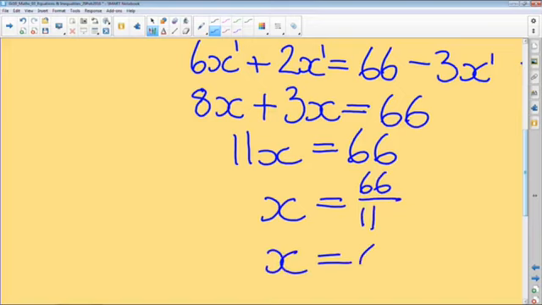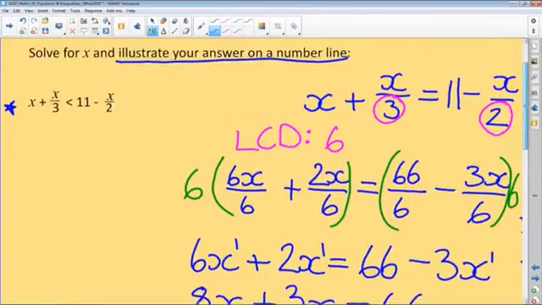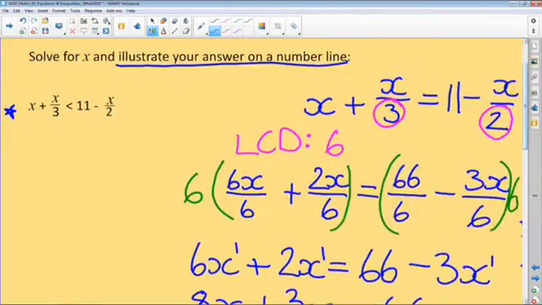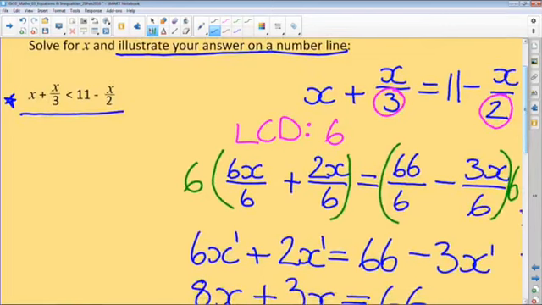And the reason it is, is because 66 divided by 11 is going to give us an answer of 6. Now, the problem is, this was not an equation to begin with. It was an inequality. So let's do it now as an inequality.